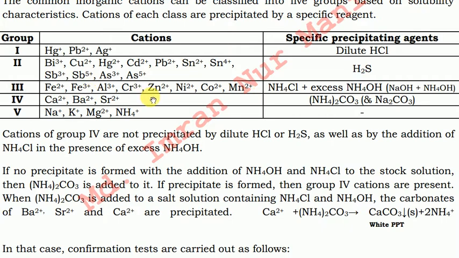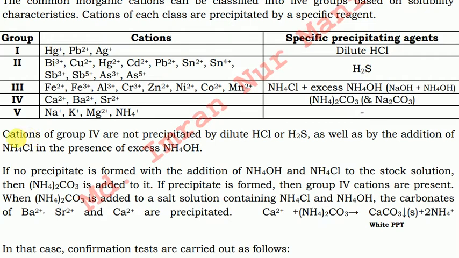contains group 4 cations, and we have to go for the individual test to confirm which cation is present in this sample solution. And talking about the group 5 cations, if dilute hydrochloric acid, hydrogen sulfide gas, ammonium chloride, ammonium carbonate, ammonium hydroxide, everything fails to produce any precipitate, then we can say that this sample solution contains group 5 cations, and we have to go for the screening to know which group 5 cation is present in this solution. Okay, I think it is clear to you.